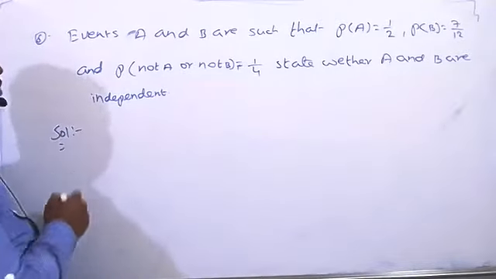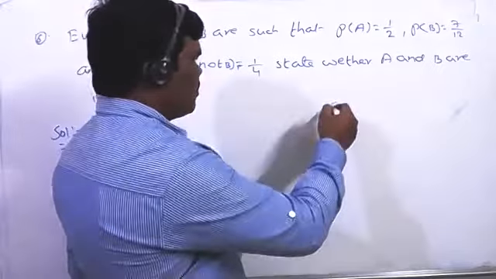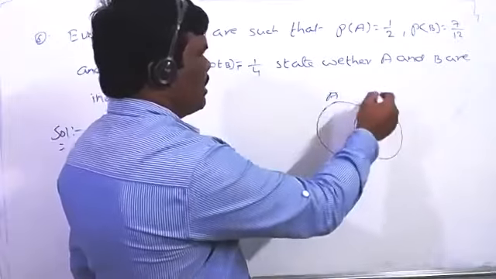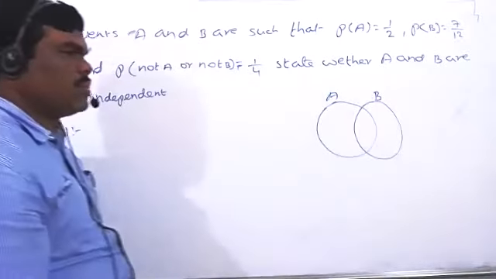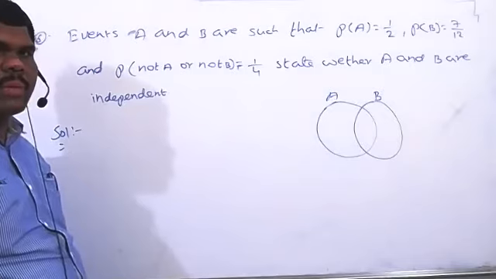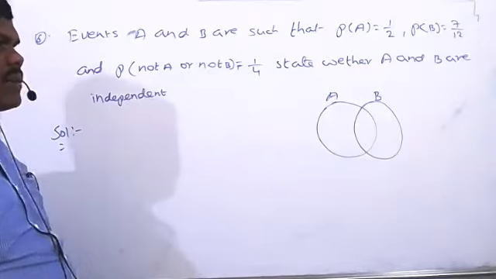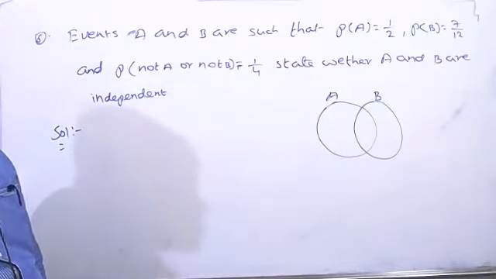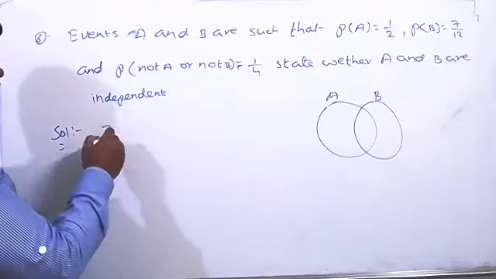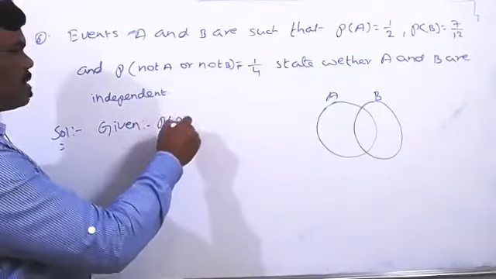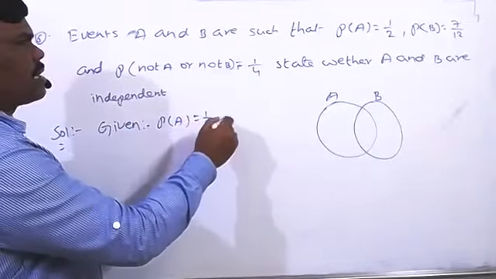Write clearly that. Suppose you take the Venn diagram here now, this is A and this is B. Here they give the condition probability of not A or not B, where or means union. Is that correct? Correct or not? Respond now. Okay, we understand that.